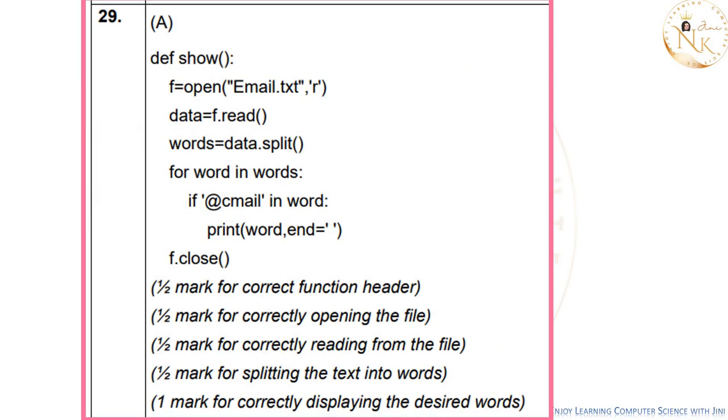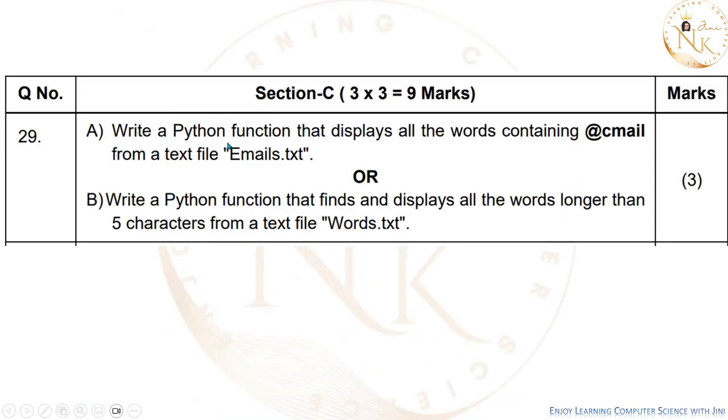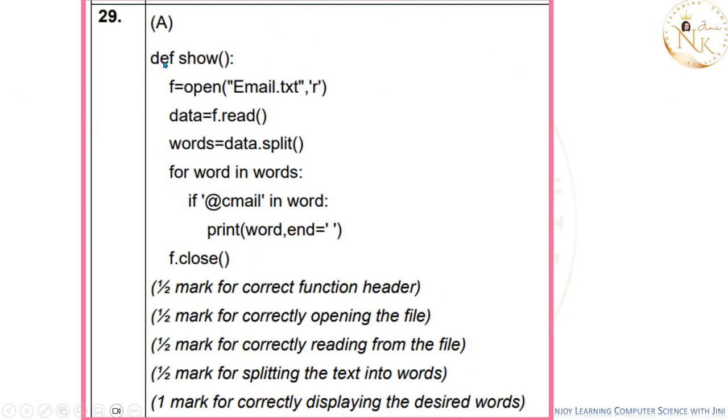Okay. So you can see here how the marking scheme is. Half mark for correct function header, because in the question it is clearly asked to write a Python function. When it is asked to write a Python function, please use a function header. And then opening, half mark for correctly opening the file, half mark for correctly reading the file, half mark for splitting the text into words, half mark for displaying the desired words.